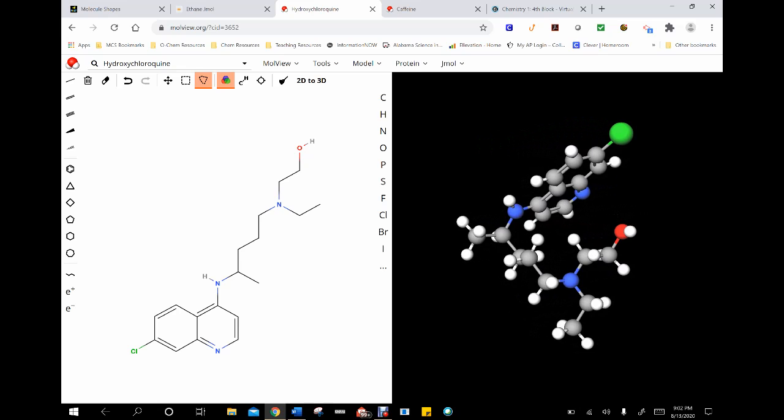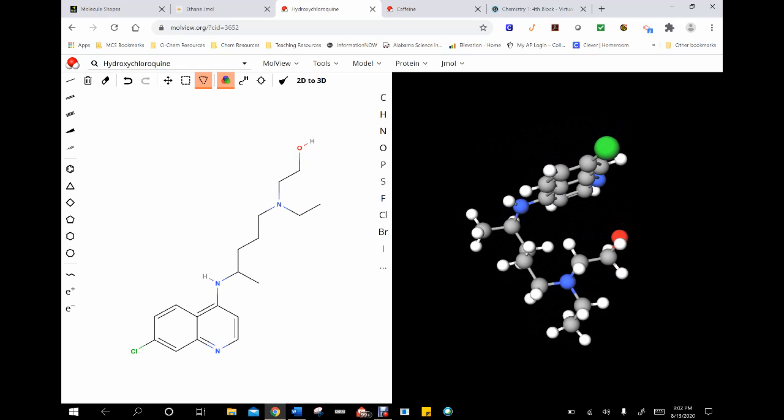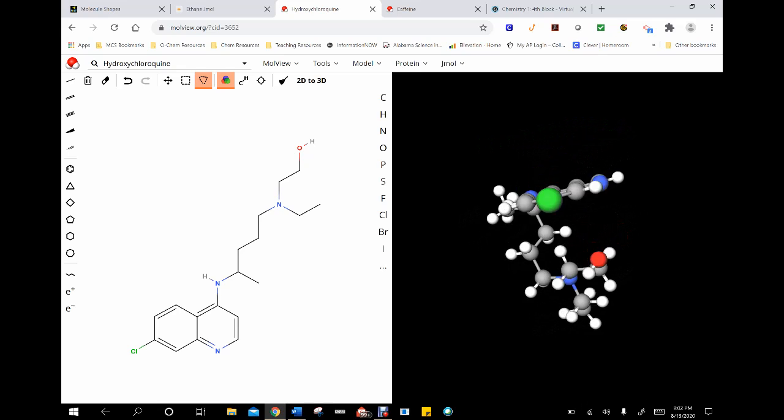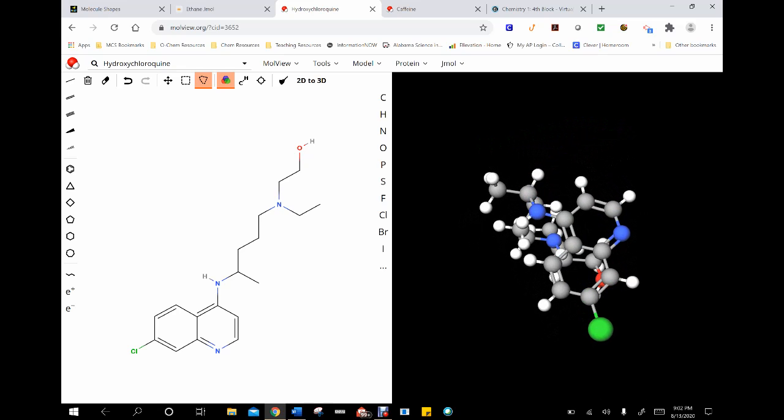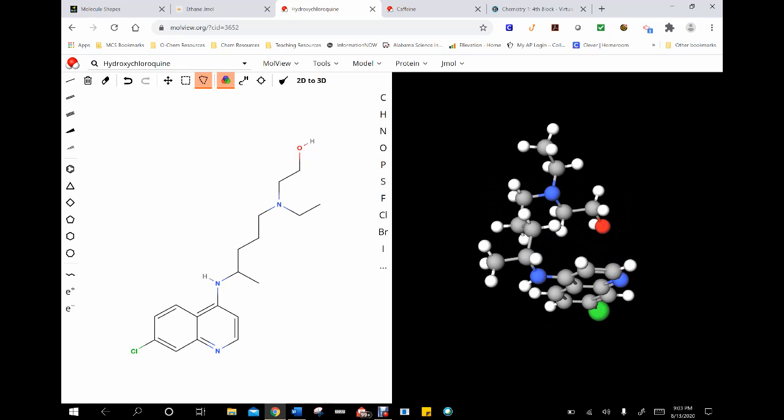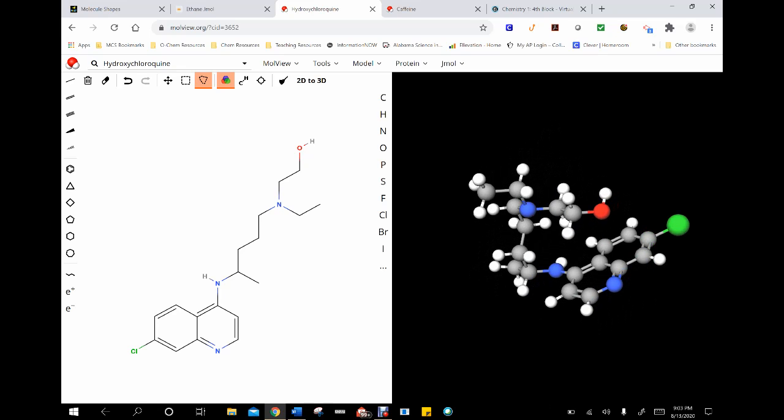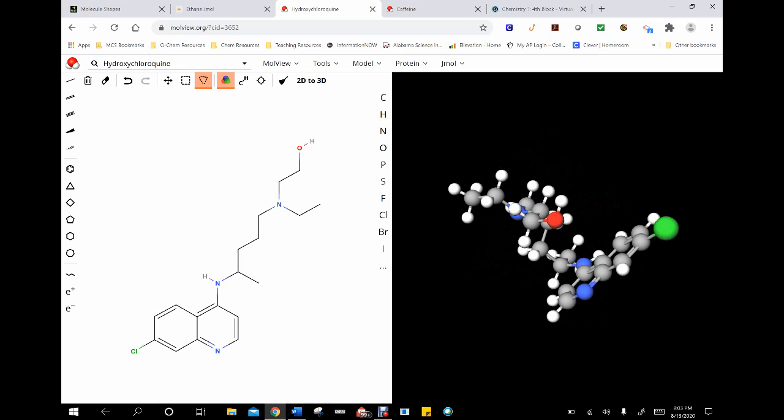And so you've got lots of tetrahedrals within this chain. You've got some trigonal planar here, this flat, three-pointed area. And we've got even a bent over here on this oxygen. And so we're going to start incorporating shapes into more complex structures. And so it's good if you can already have that 3D sense cultivated in your brain.